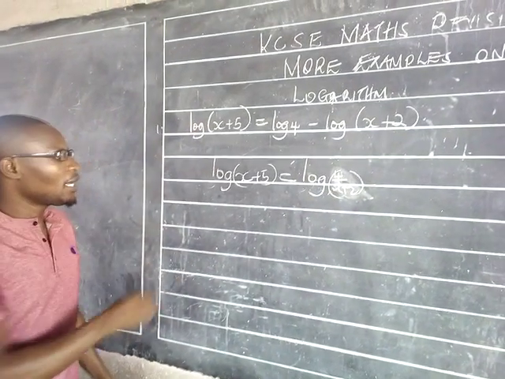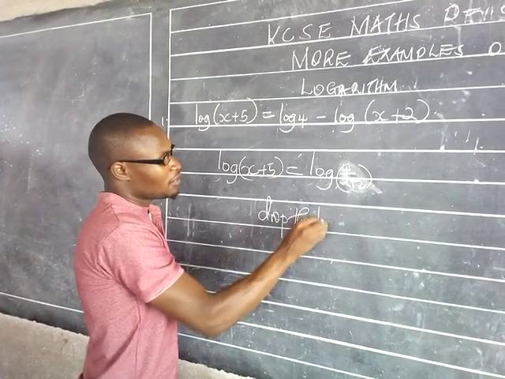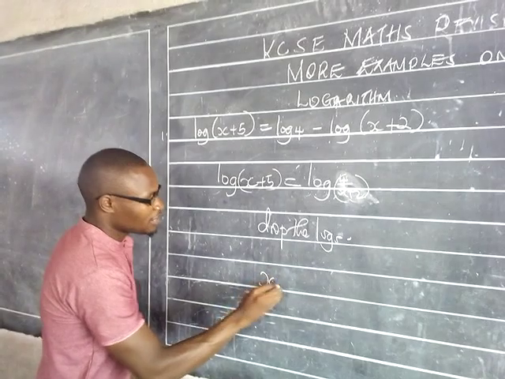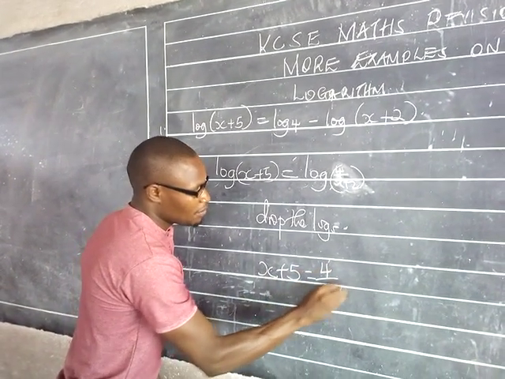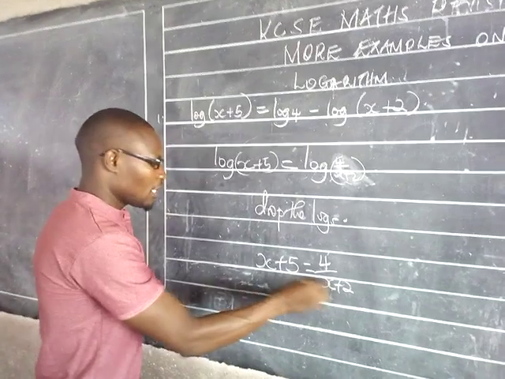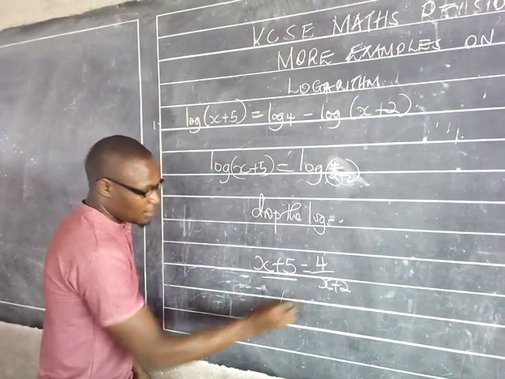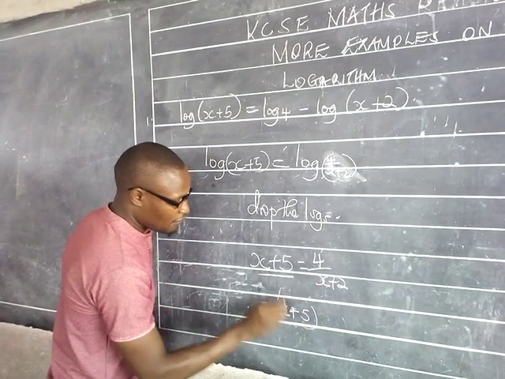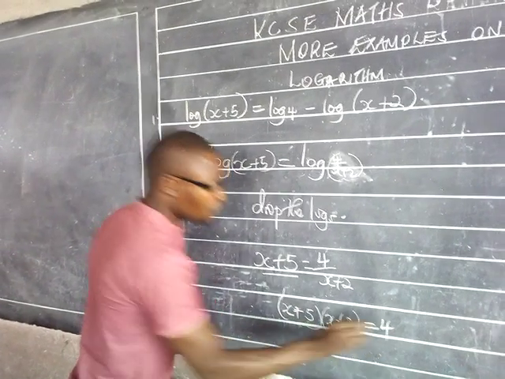So at this point now, I drop the logs. When you drop the logs, now I equate the indices. That will mean x plus 5 is equals to 4 over x plus 2. Then you cross multiply. If you cross multiply, it will be this by that. So I'll have x plus 5 times x plus 2 is equals to 4.